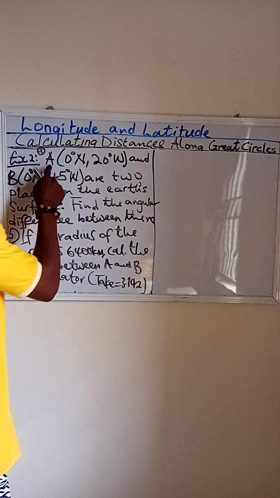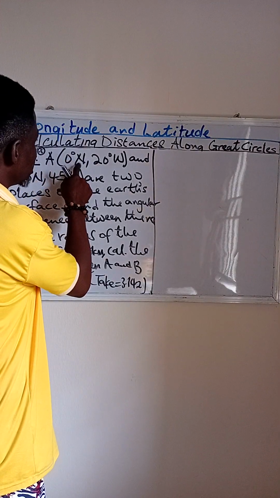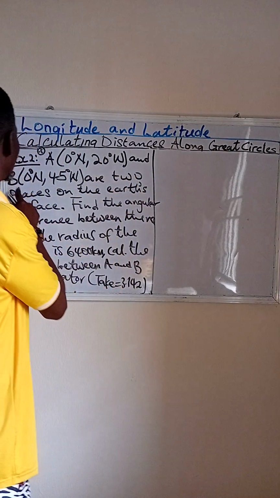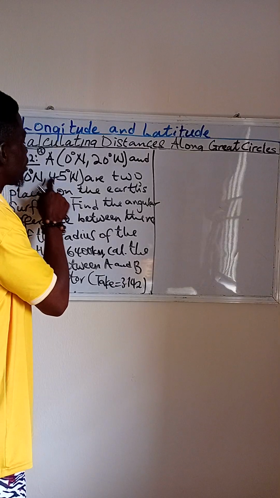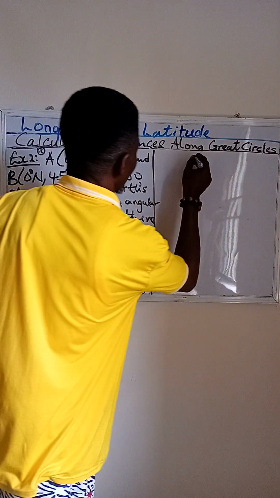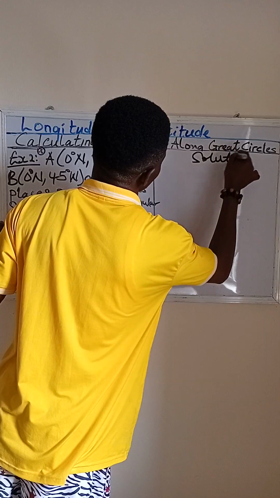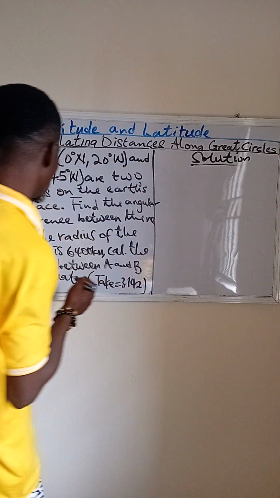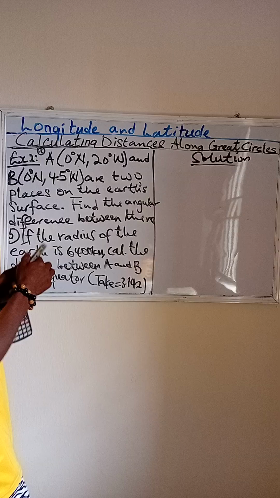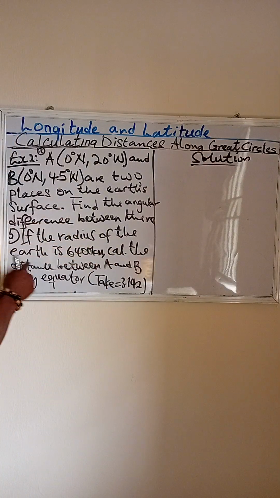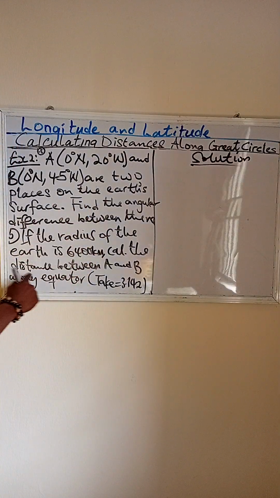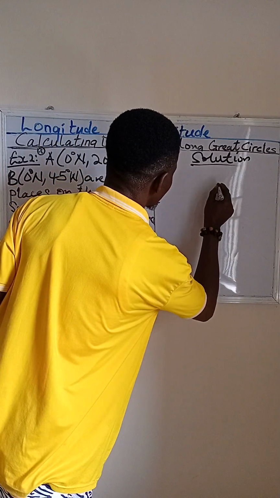Now we have points A and B. We have two points: A, 0 degrees north, comma, 20 degrees west, and B, 0 degrees north, comma, 45 degrees west, are two places on the earth's surface. Okay, so how do we go about that? Find the angular difference between the two points. Then, if the radius of the earth is 6,400 kilometers, calculate the distance between A and B along the equator. So you need to draw this.